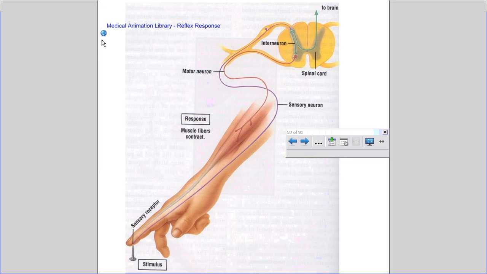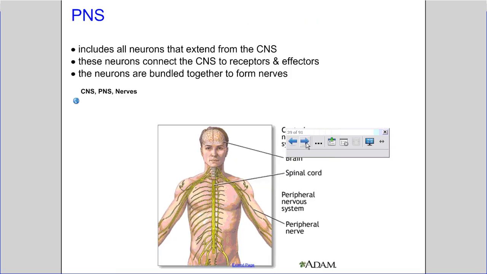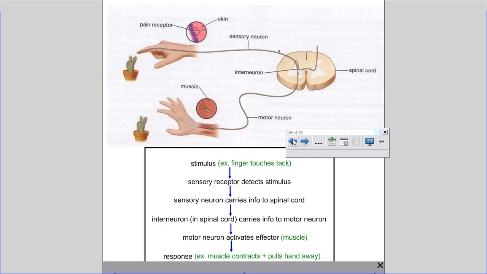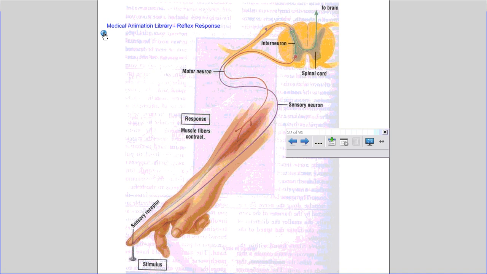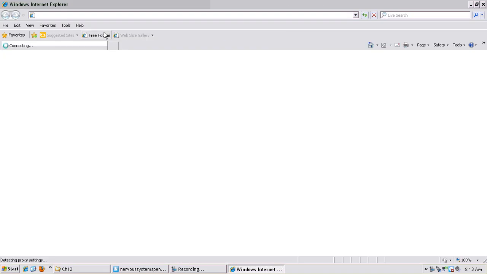So here's a little animation that shows it. And I think that's probably it. Tomorrow we're going to talk about the peripheral nervous system. So this is the last part for today's class.